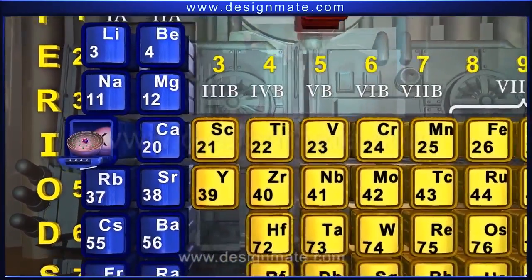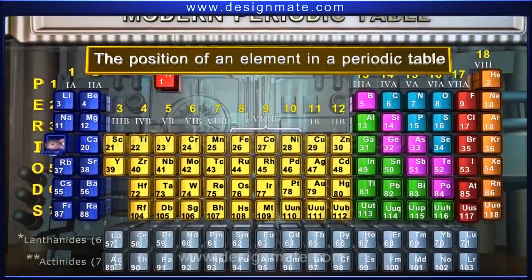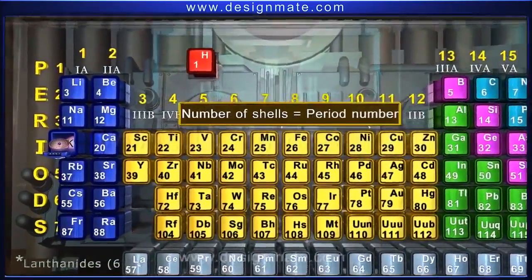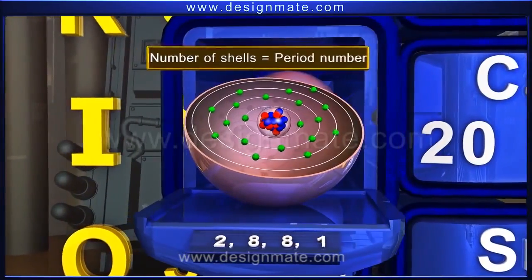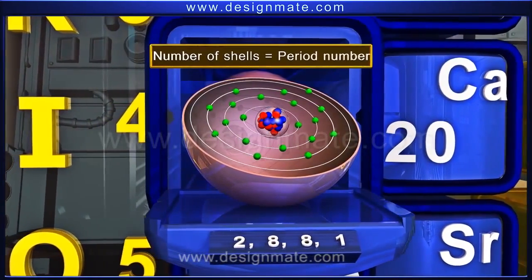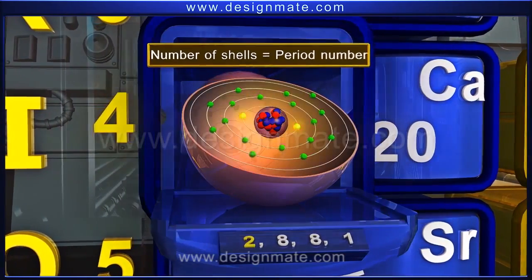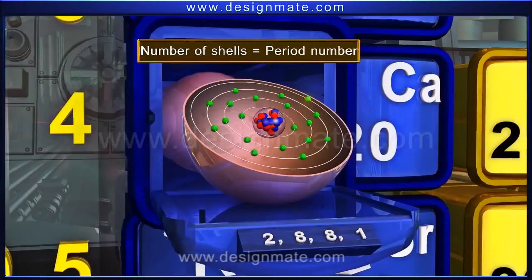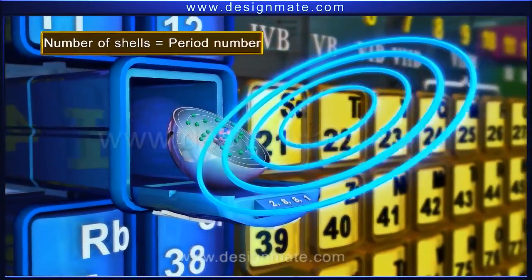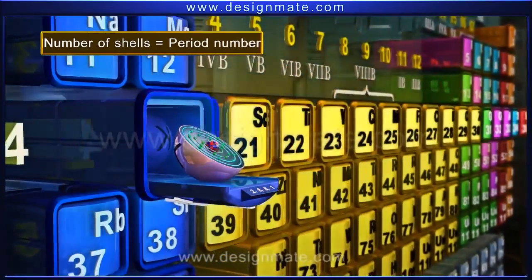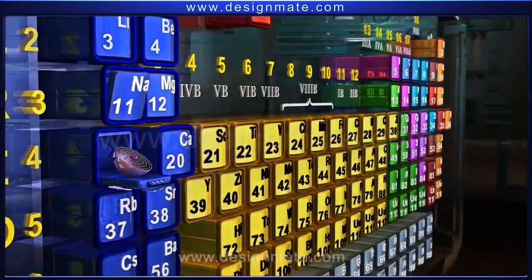The electronic configuration of an element also helps us to decide the position of an element in the periodic table. The number of orbits or shells denotes the period to which that element belongs. Let's continue with the same example of potassium. Its electronic configuration is 2, 8, 8, 1. This means there are 4 shells in an atom of potassium, and therefore it belongs to the 4th period of the modern periodic table.